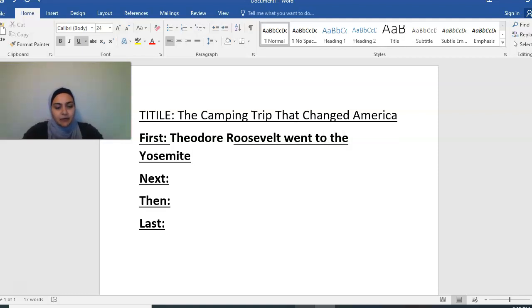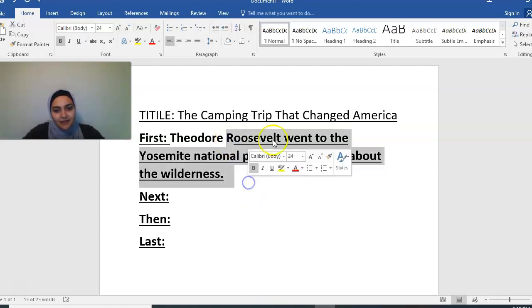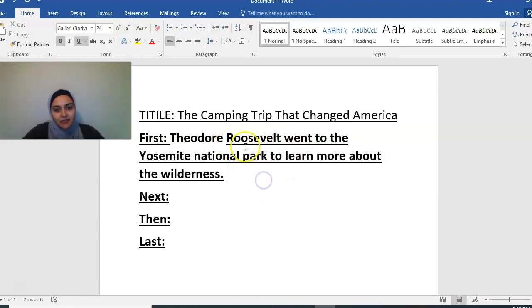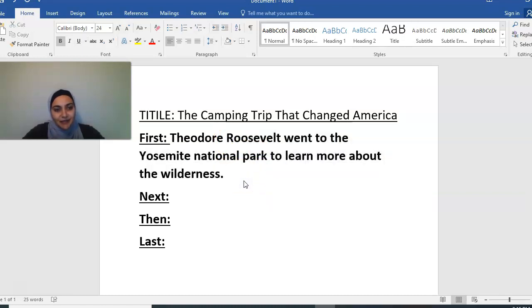Theodore Roosevelt went to the Yosemite National Park to learn more about the wilderness. Okay, so write that down where it says first. If you need more time, you can pause the video now.